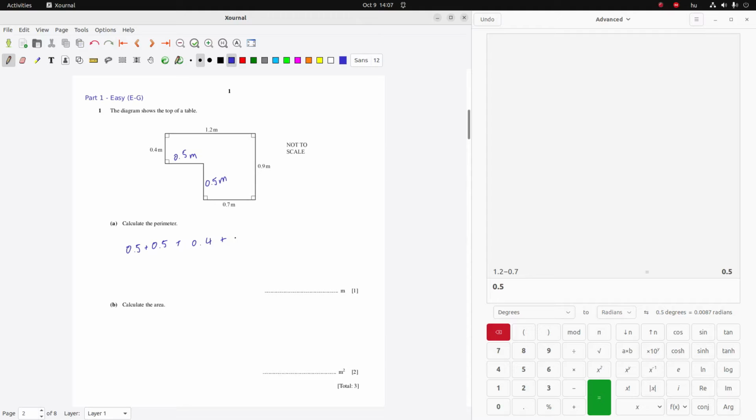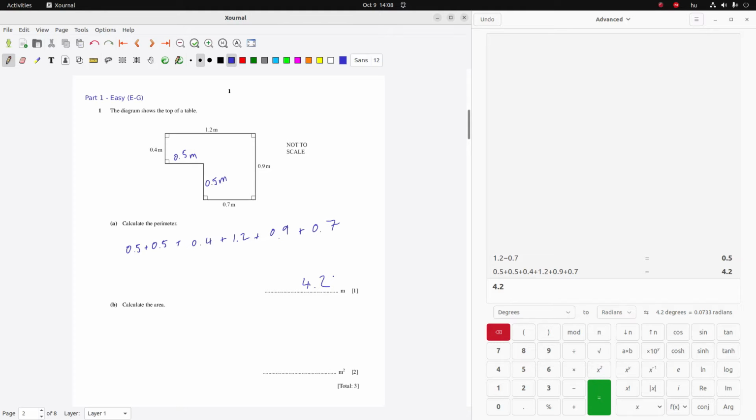So when I want to calculate the perimeter, all we have to do is do 0.5 plus 0.5 plus 0.4 plus 1.2 plus 0.9 plus 0.7. We just plug it in the calculator over here and we get 4.2 meters.